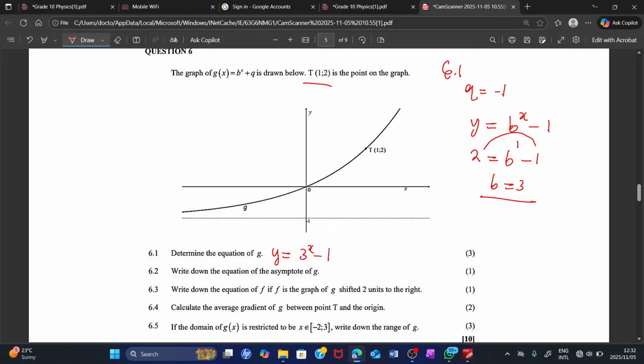That is the answer. What is the equation of the asymptote? y is equal to minus 1. That's where the graph should not touch.